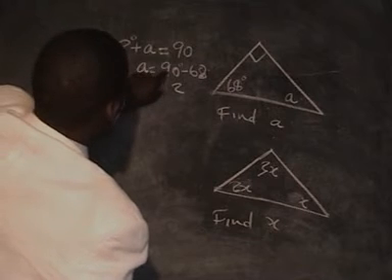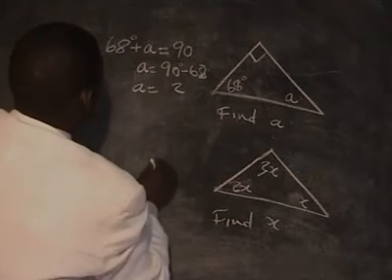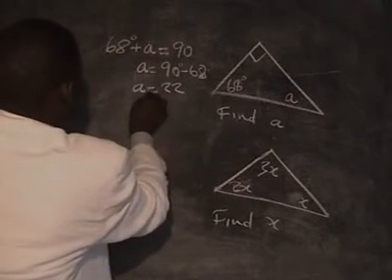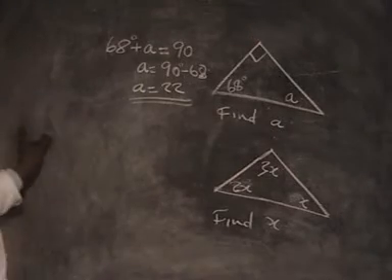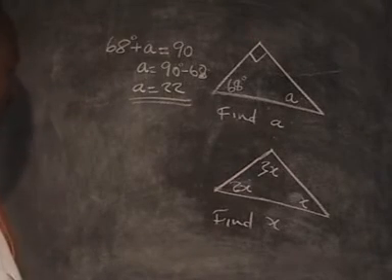I've taken a 1 there. This is 8 minus 6, it is 2. So A is equal to 22. So the size of angle A is 22 degrees.